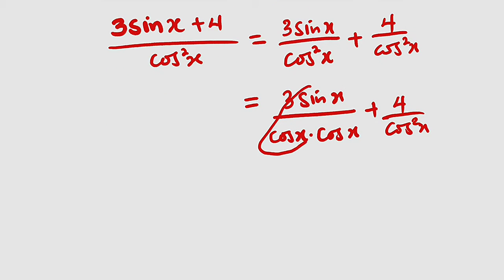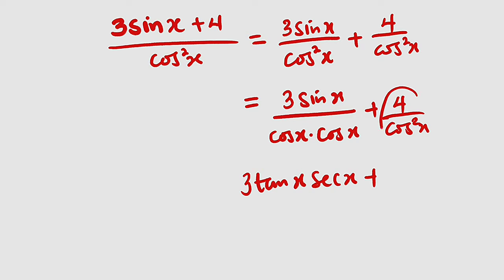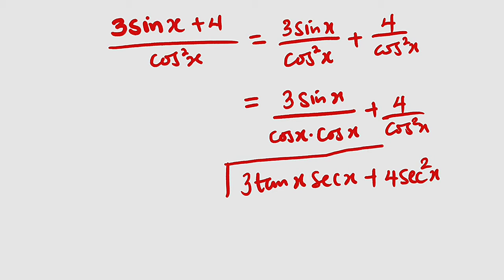So sine divided by cosine, remember, is tangent. So we have 3 tangent x, but we still have 1 divided by cosine x, which is secant x. So we have secant x here, plus 4 secant squared x. So this is exactly our numerator.